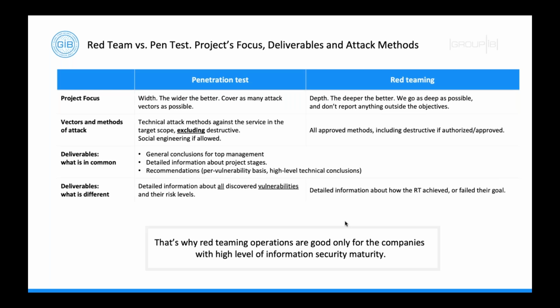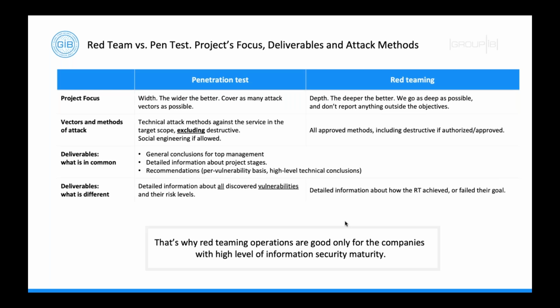In project focus for red teaming, it's really all about depth. The goal is to go as deep as possible and not report anything outside of the initial objectives. If the objective is to gain access to the ATM systems within the bank, that's exactly what the team will do: access ATMs.